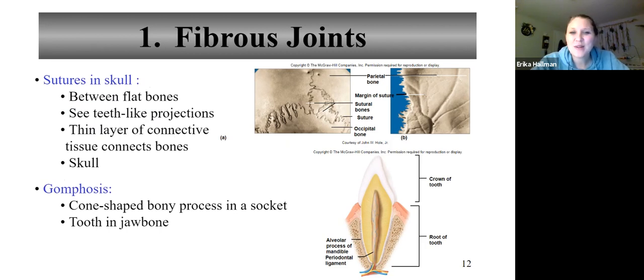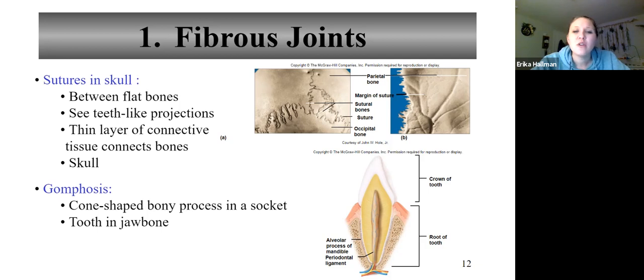We saw these when we were studying our skull. You can see that where the bones come together, like our frontal bone or our parietal bones, there's a kind of zigzag meandering line. Those are sutures, and those teeth-like projections actually have connective tissue between them, but that is a fibrous joint. So they're very strong, not a whole lot of movement there.